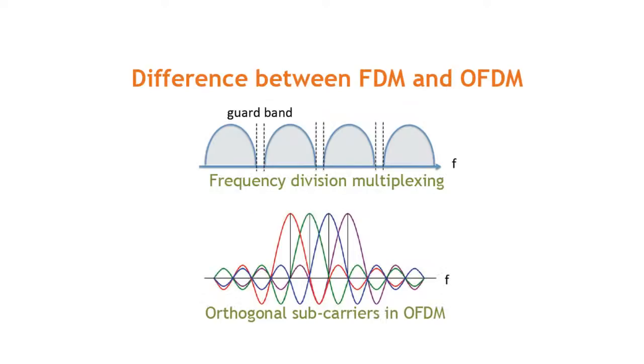Here, the difference between FDMA and OFDM is shown. If you consider FDMA, the guard bands will be fixed; there will be a guard band. If you consider OFDM, there won't be a guard band, only a 90 degree phase shift. You can see the black color line in the center; that line in the center is providing the 90 degree phase shift.